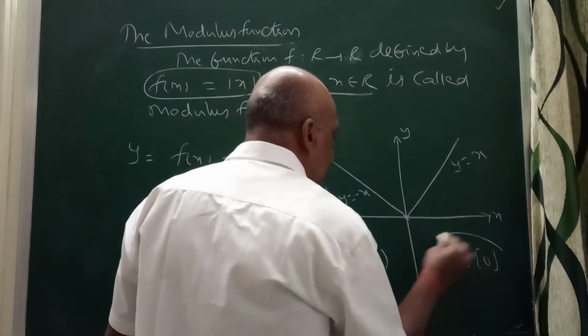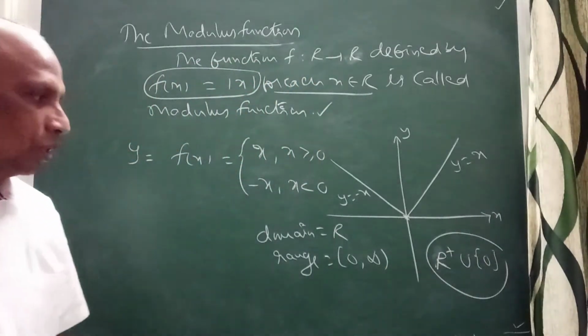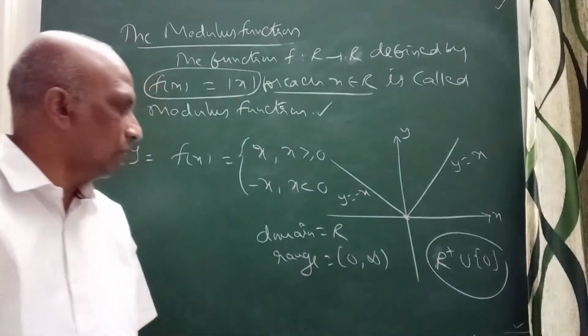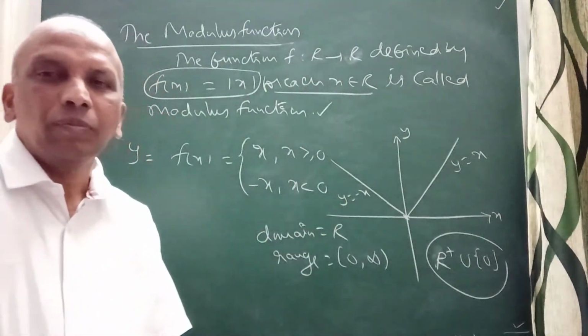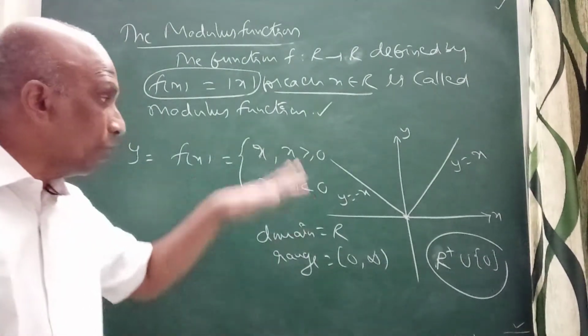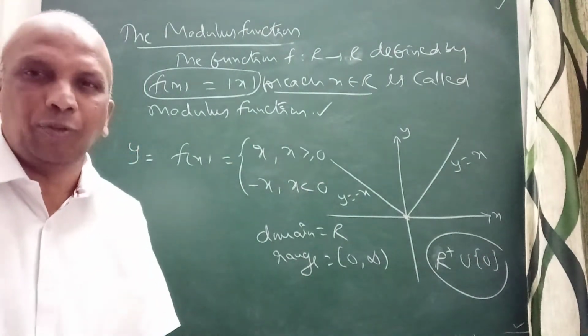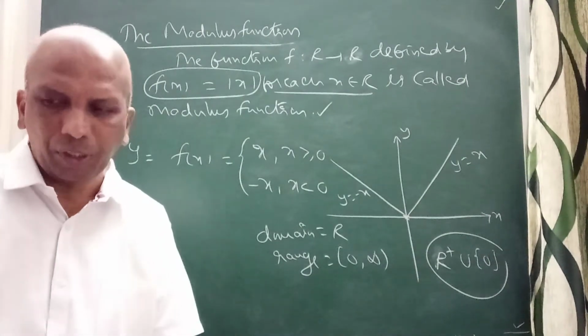So this way also I can express it. This is R plus, positive reals including 0. This is the range of this function. Domain is R. So the modulus function is the most important one. The properties of this you should learn more elaborately, from the entrance point of view. It is the most important concept.